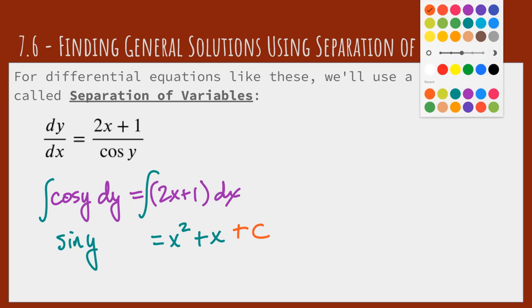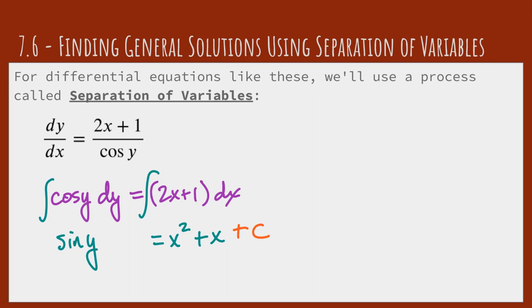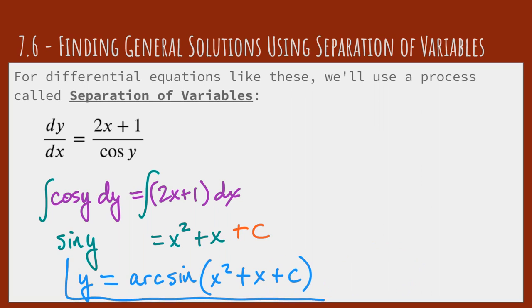Now, the last thing we want to do to get a general solution here is to get y by itself. So we are going to take the arc sine on both sides. So we have y equals the arc sine of x squared plus x plus c. And notice that that constant of integration doesn't come at the end here, but it's actually embedded in the expression, and that happens when we solve for y.